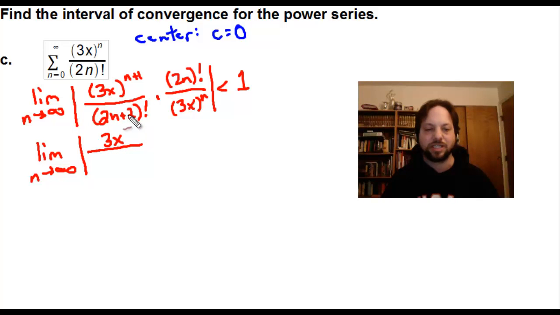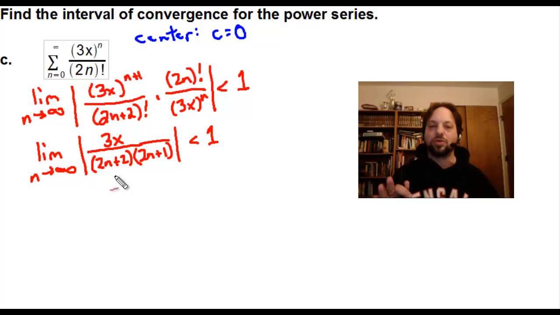And as far as this quantity factorial part, well, we took a look at something very similar to this when we did example B. So for the sake of brevity, I'm just going to go ahead and write this 2n plus 2 times the quantity 2n plus 1. Again, I do want that to be less than 1. So now all we need to do is perform our limiting operation.